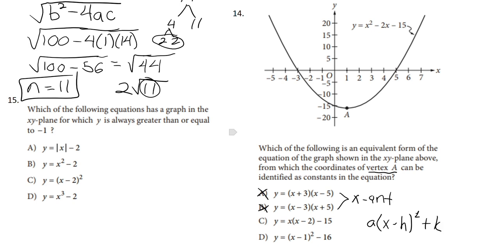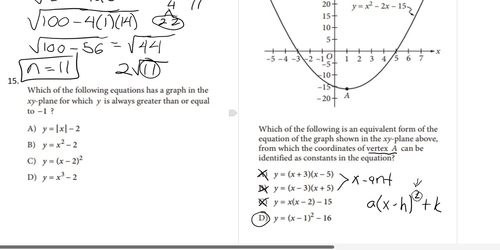We have to make sure we have parentheses with x plus or minus something with this squared. This squared is the identifying point that tells us that we have a vertex form. And as you can see, C does not have that, but D does have that. So D is going to be the answer.